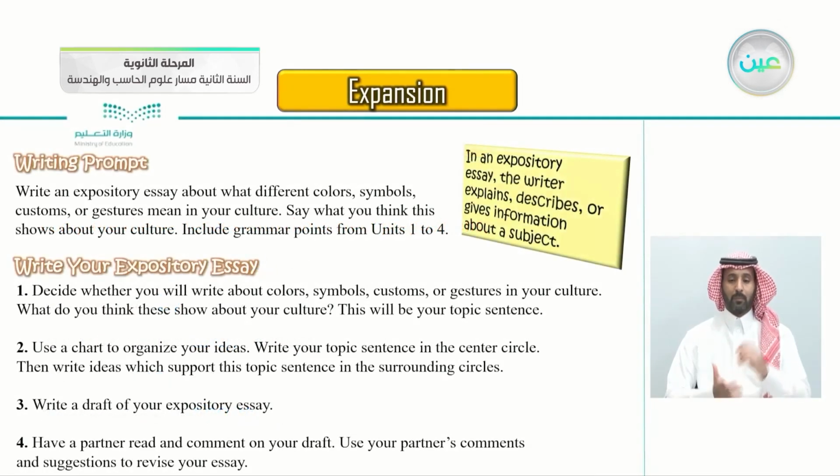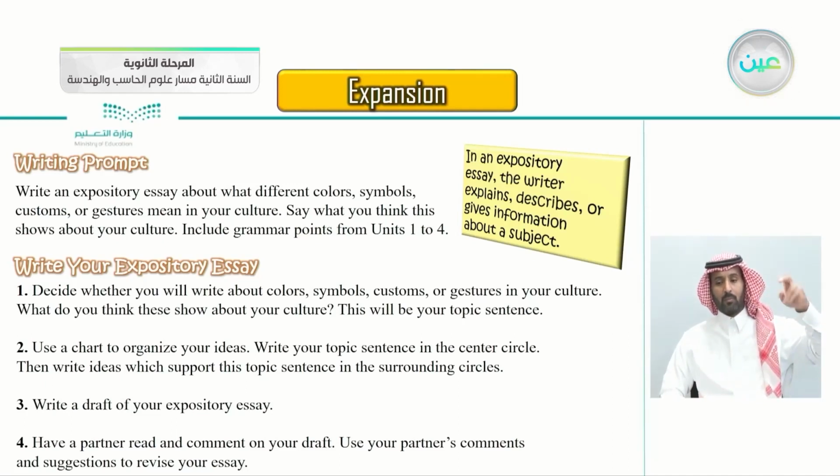Writing prompt here. Let's read the note first. In an expository essay, the writer explains, describes, or gives information about a subject. Let's read the writing prompt here. Write an expository essay about what different colors, symbols, customs, or gestures mean in your culture.